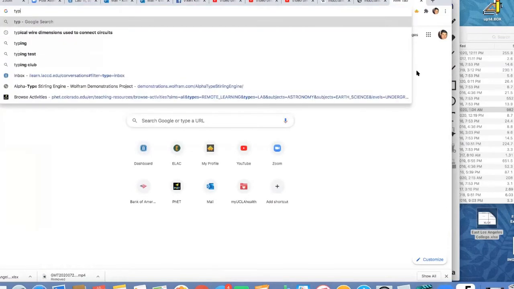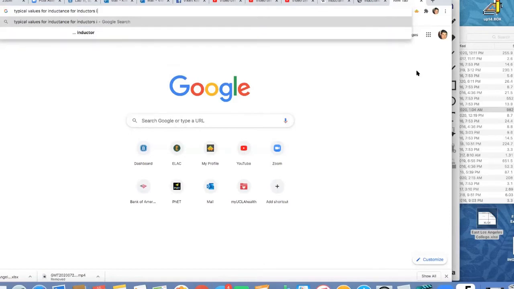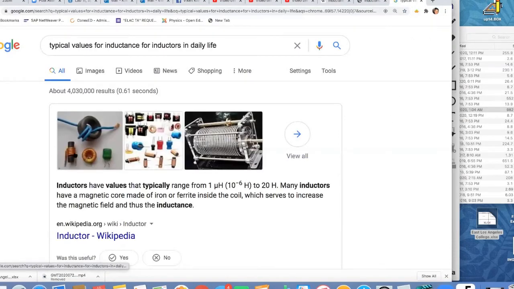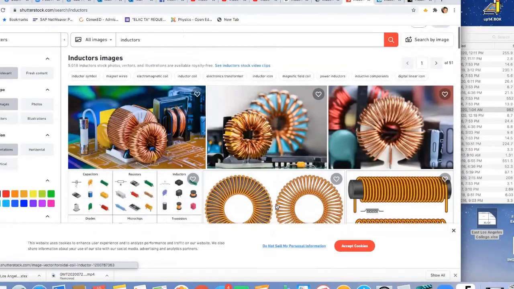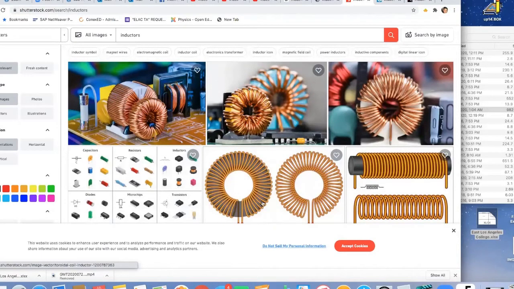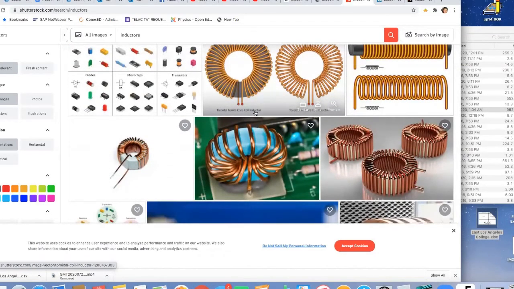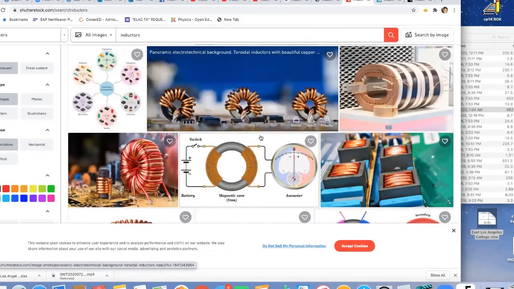So what are some typical values for inductance for inductors in daily use? So the typical inductor will look like this, you see. Oh, these are nice pictures. See, in a circuit board, this is what it looks like. You see the circuit board here? It looks like this. Toroidal ferrite core coil inductor. You see, those are nice pictures. So it seems like these are common, the toroidal ones. Then you have this type.